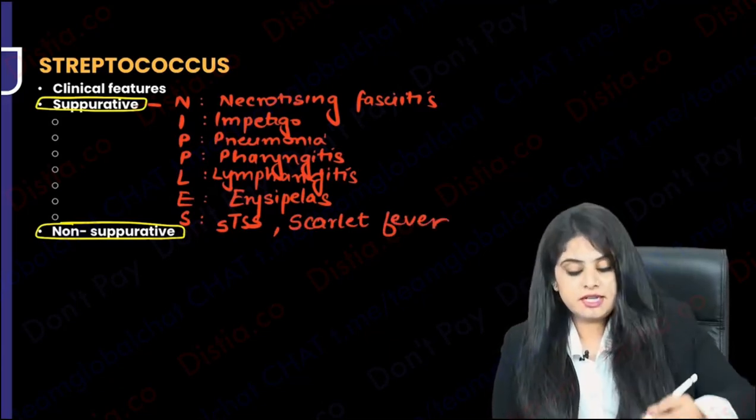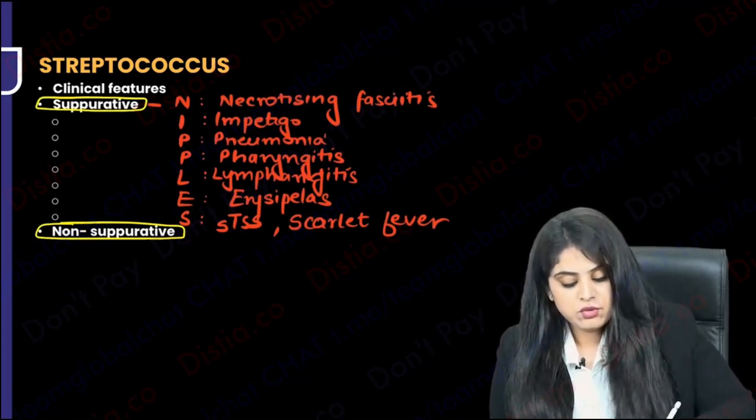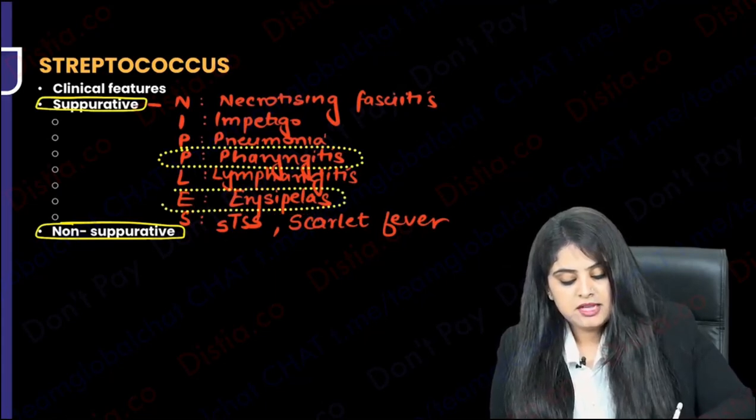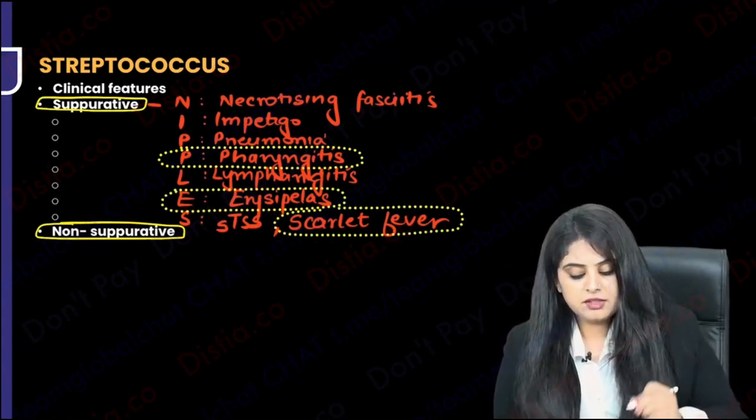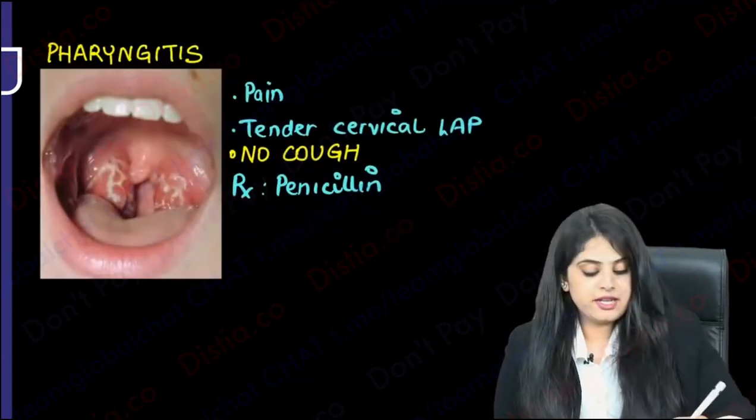So out of these, I want to tell you a few things in a little detail. Then I'll go to the other variety. Out of these, we have to know what is this pharyngitis that it causes, what is erysipelas, and what is scarlet fever. In pe alag se question aega. So first, let me show you the pharyngitis.